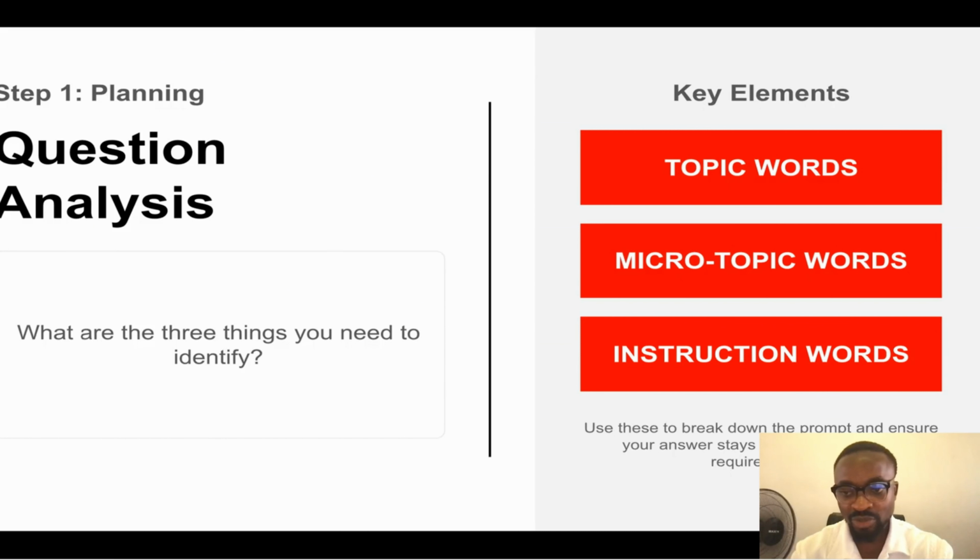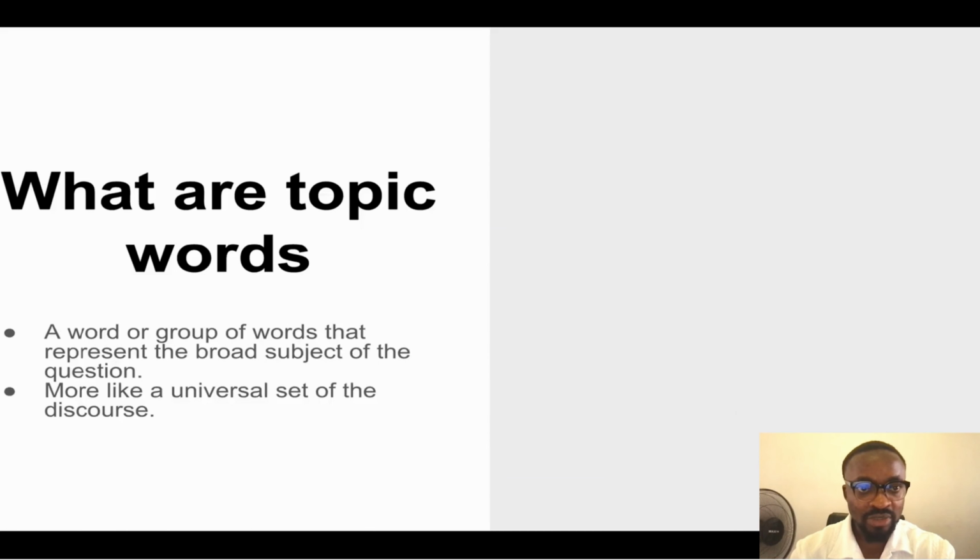That's if you're to write an opinion essay, a discussion essay, a double questions essay, or an advantages and disadvantages essay, or even this essay we are treating today. So understanding the question and identifying these three classes of words is going to help you understand what is expected of you appropriately.